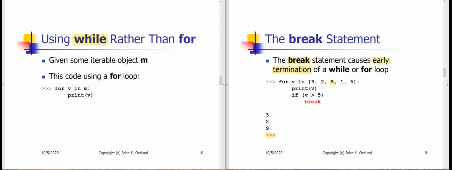Okay, so let's take a look at how we can use while rather than using for as a way of stepping through some iterable object. This is going to look kind of silly because using while is much more complicated. But what I'm really trying to do here is to illustrate what the for loop is doing behind the scenes. So by showing you the equivalent while loop, I'm really showing you how the for loop is actually implemented.